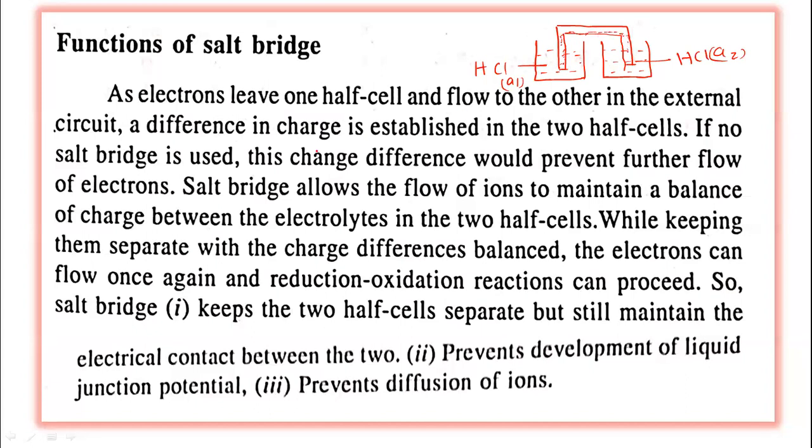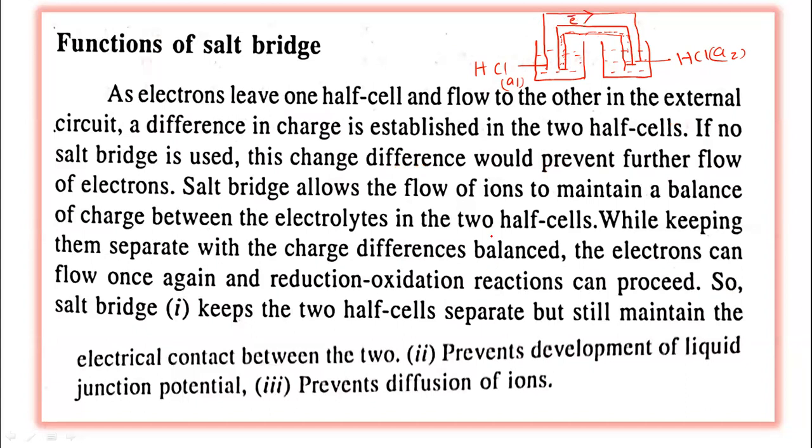Okay, so you can see here. Suppose no salt bridge is used, this charge difference would prevent the further flow of the electrons. It will prevent the flow of the electrons. The electrons are flowing from LHS to RHS. You can see here, this is the electrode which is dipped, similarly here. So the electrons are flowing from LHS to RHS.